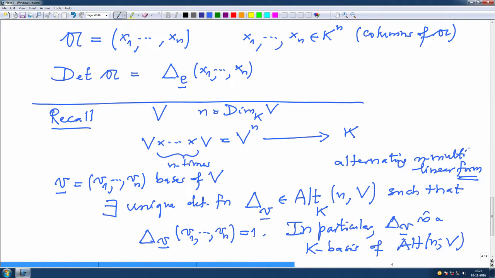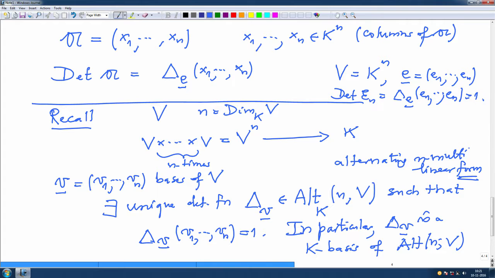And so now, because we have fixed the coordinates, our vector space V is k power n, and the basis I am taking is the standard basis E, that is e1 to en. Corresponding to the standard basis, we have a standard determinant function, that is delta E. And when you evaluate delta E on e1 to en, obviously you get the determinant of an identity matrix, and that should be 1. So the determinant of the identity matrix is nothing but delta E on e1 to en, which is 1. And in general, the determinant of an arbitrary matrix is delta E of the columns.